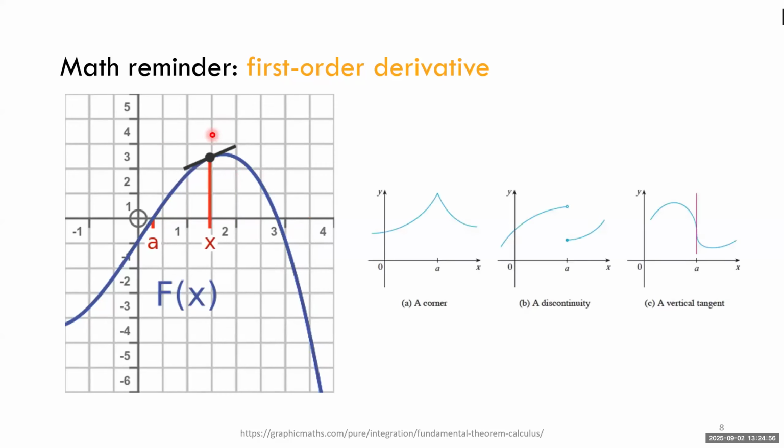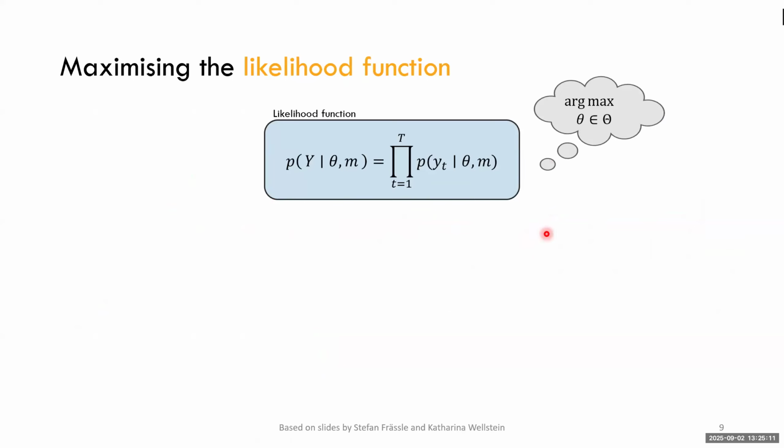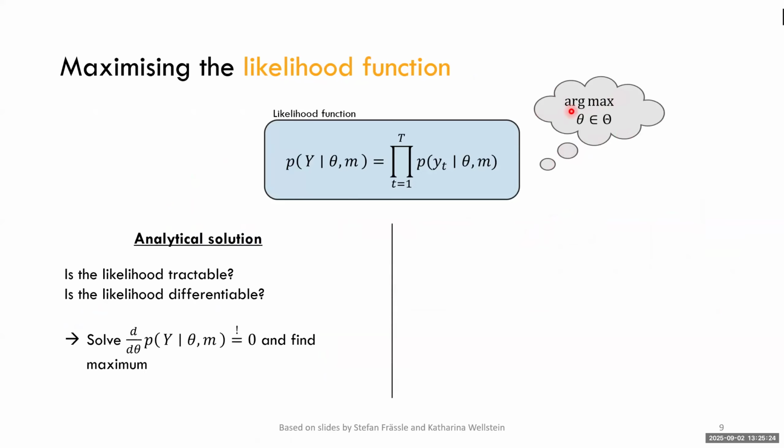Another quick reminder is that there are, of course, functions which are not differentiable everywhere. Here are just some examples of functions where you cannot take the derivative at every point. This is important to keep in mind for the next slide, where I will be discussing the two main ways in which you can maximize the likelihood function. So again, here we have our formulation. We are maximizing over the parameter space. And one way to go about it is analytically. So you can find an analytical solution.